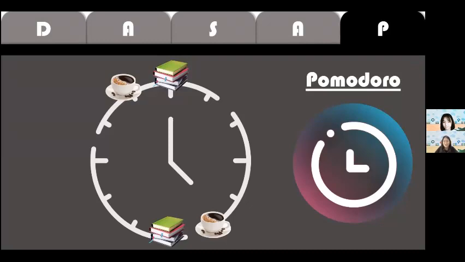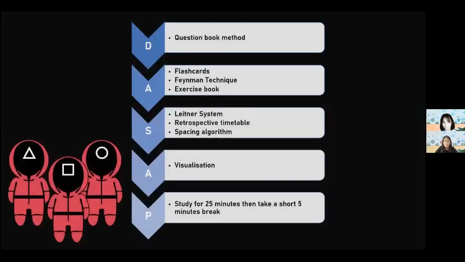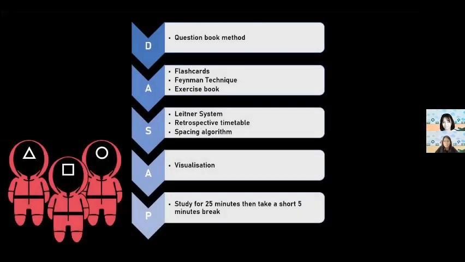So that is all for our sharing, which is DASAP. D stands for desired difficulty, A for active recall, S for spaced repetition, the second A for association, and P for Pomodoro technique.